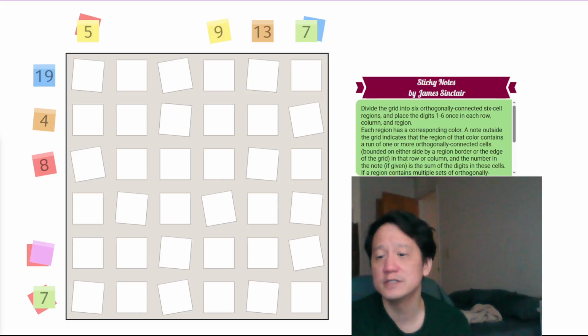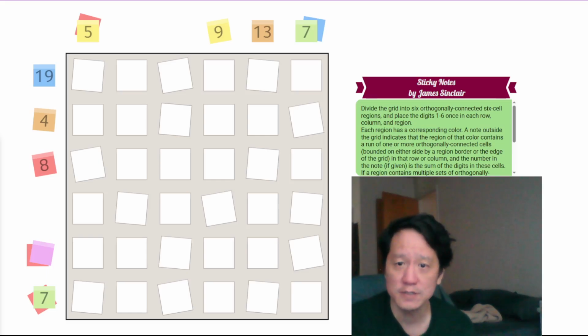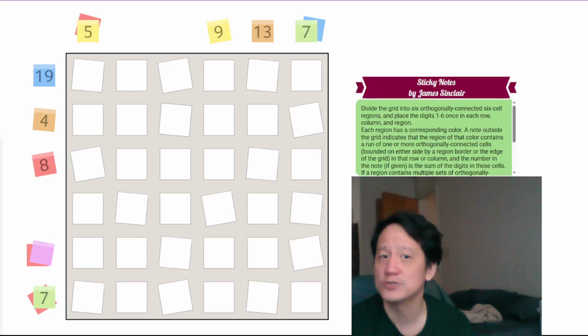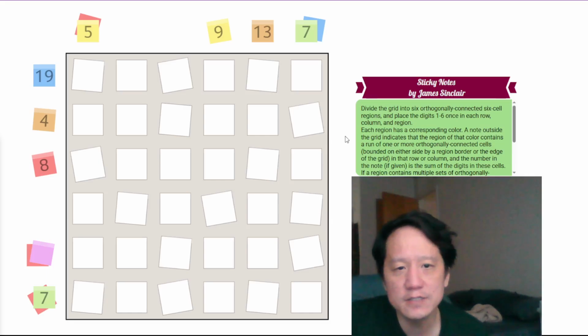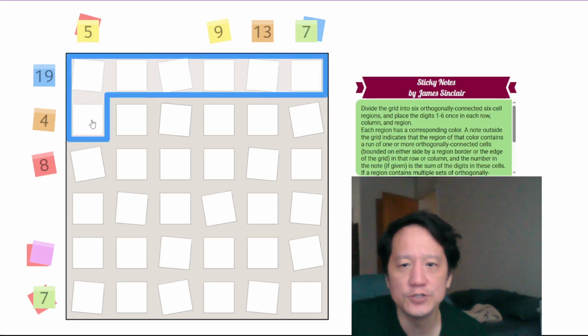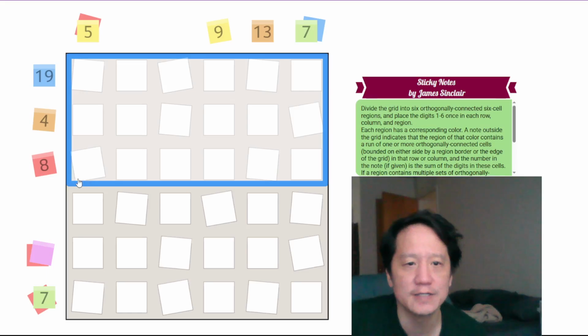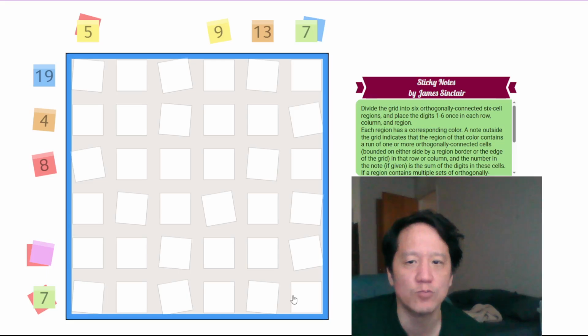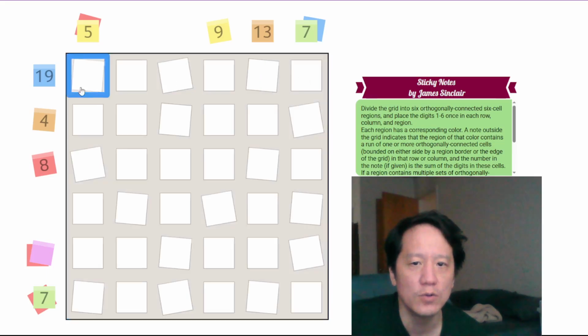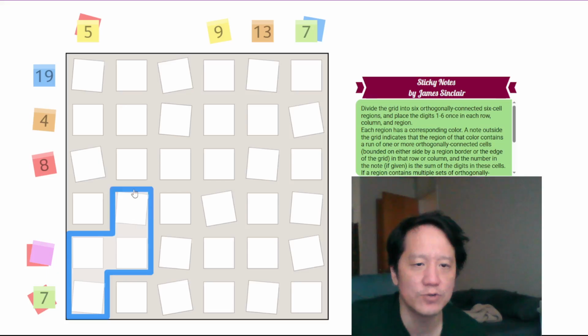And take that easiness with a grain of salt, because it's considered easy by the people on the Logic Masters Germany forum, and there's a lot of really smart people there. Today's puzzle is called Sticky Notes by James Sinclair, and here are the rules. We need to divide the grid into 6 orthogonally connected 6-cell regions and place the digits 1 through 6 once in each row, column, and region.